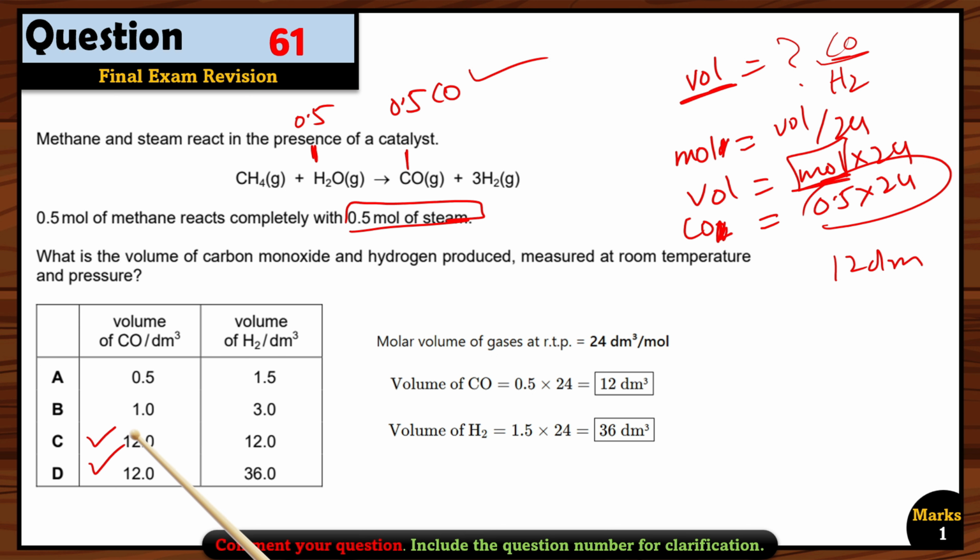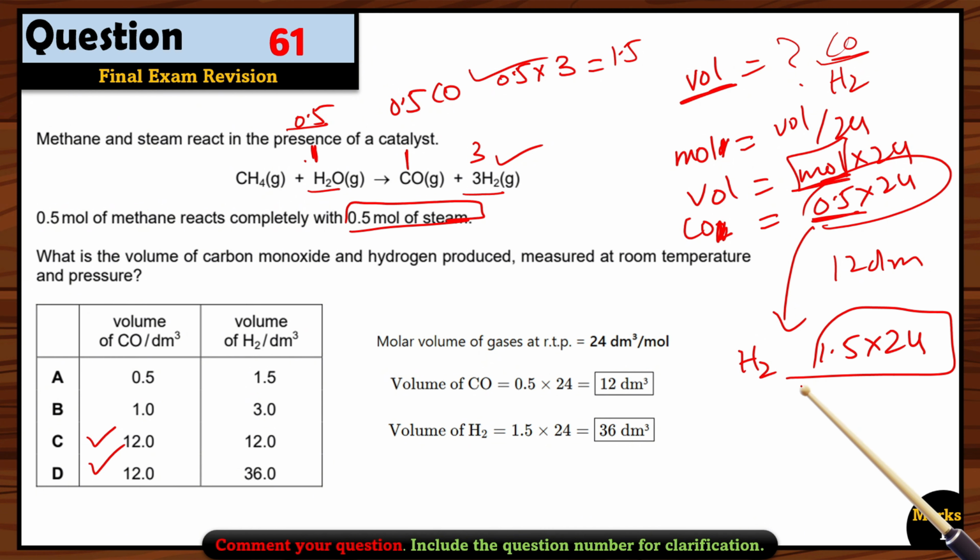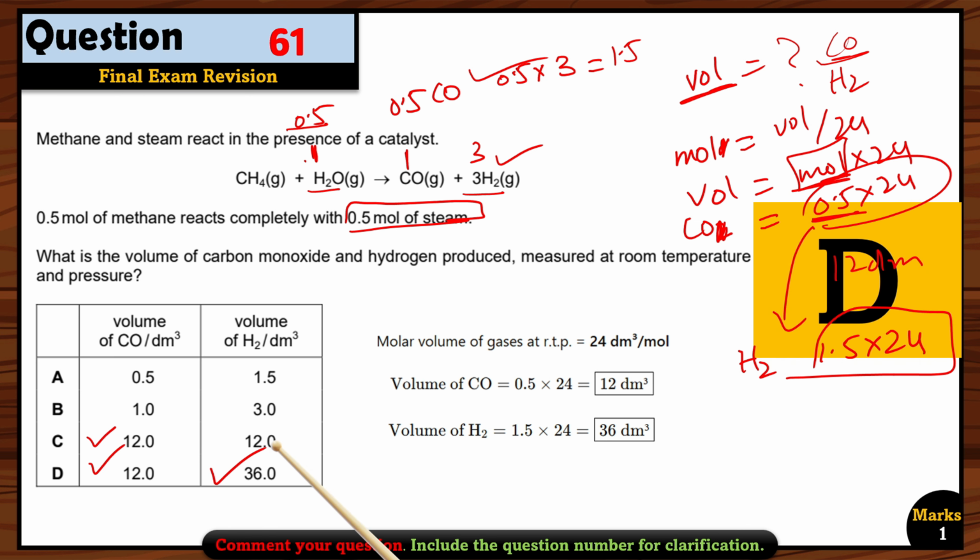Now let's see for the water, for the hydrogen. One water molecule is giving you 3 moles of H2, so 0.5 will give you how much? 0.5 multiplied by 3, that is 1.5, right? So now you have 1.5 moles of H2. Just multiply with 24. What will be your answer? It will be 36. So where can you find 36 here? So option D is the right option.